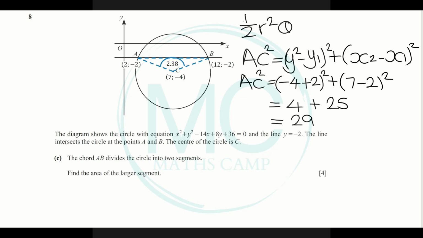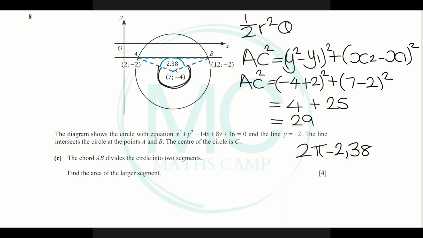Now that we have r, we need the size of our angle. But because we are looking at the major sector, we need to use this angle over here. We know that the sum of the angles around any point is 360 degrees, 2 pi radians. And if we know that ACB is 2,38 radians, then this angle has to be 2 pi minus 2,38 radians. And now we have enough information to find the size of the major sector.